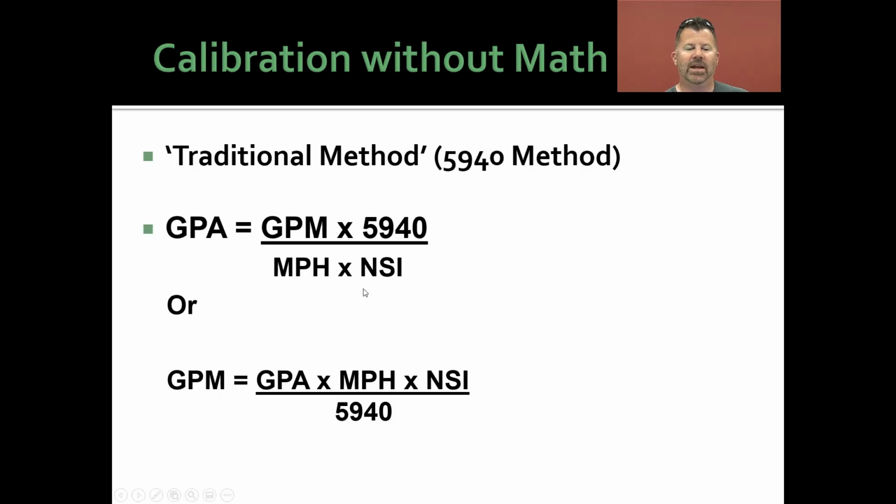And then the traditional method, or the 5940 method, is: the gallons per acre is equivalent to gallons per minute times 5940 divided by miles per hour divided by nozzle spacing in inches. And so our GPM is equivalent to gallons per acre times the miles per hour times the nozzle spacing in inches divided by the 5940.